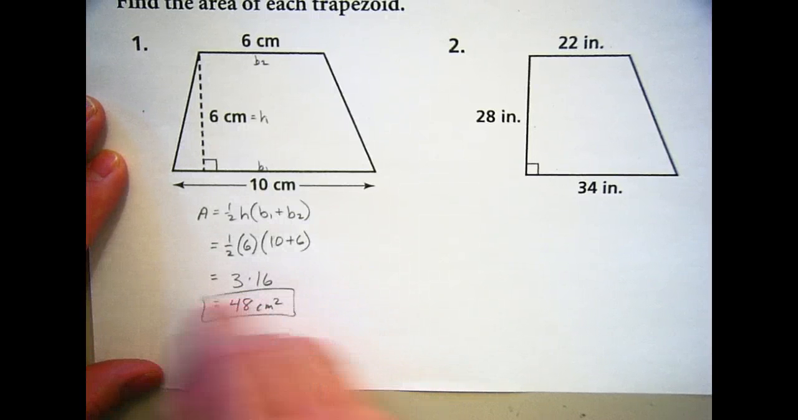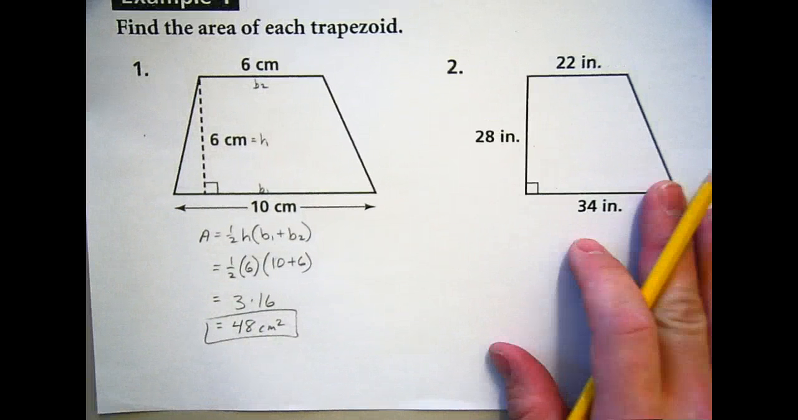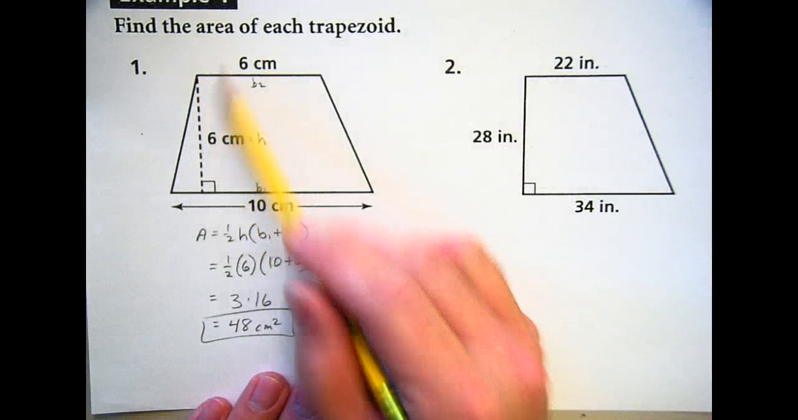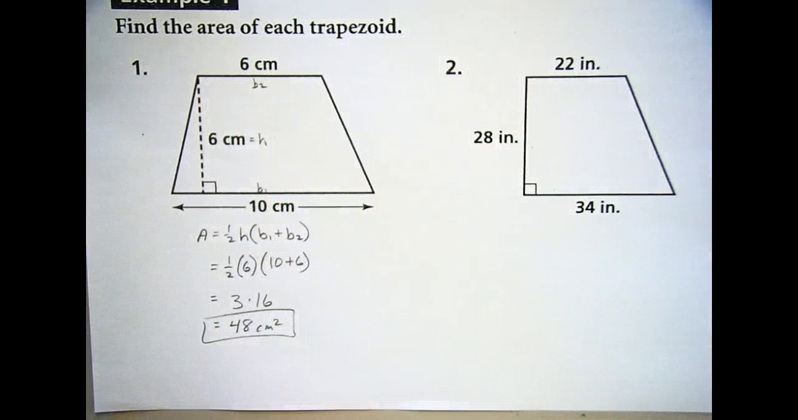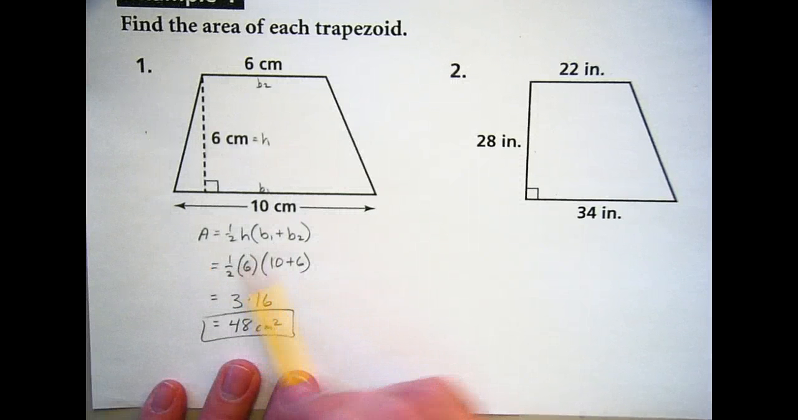Okay, remember your height is your right angle height. It's not a slant height. Now we don't see that on this, but it has to be your right angle. It goes from base to base at a right angle. Okay, notice you don't distribute the half into each thing. It only comes into one.